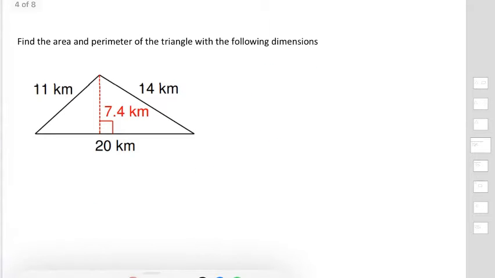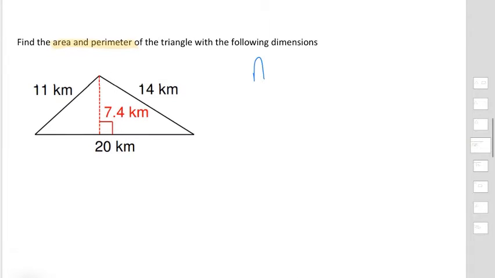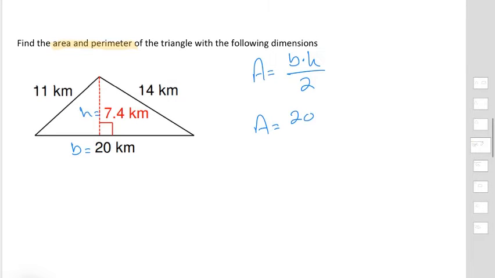So here we have a problem that's asking us to find both the perimeter and the area. So we're going to start off by writing down the area formula for a triangle, which was base times height divided by 2. So we're looking for two things in order for us to find the area. One, the base, which we know is down here as 20, and the height, which is 7.4. So really, the only thing we've got to do to find the area is substitute in the base and the height. So base was 20, the height was 7.4, and we're going to divide both of those two things by 2.